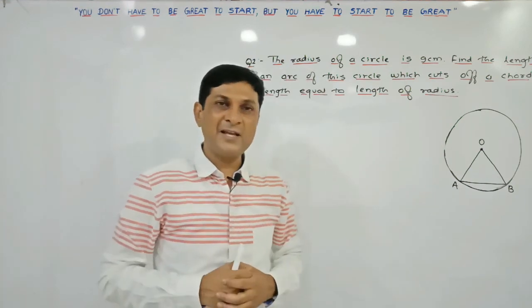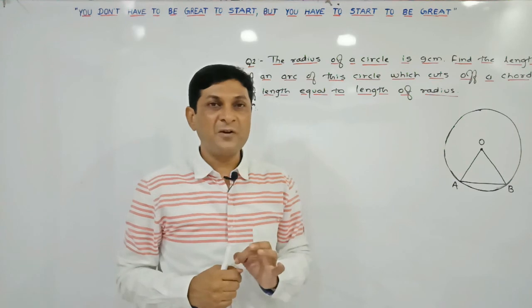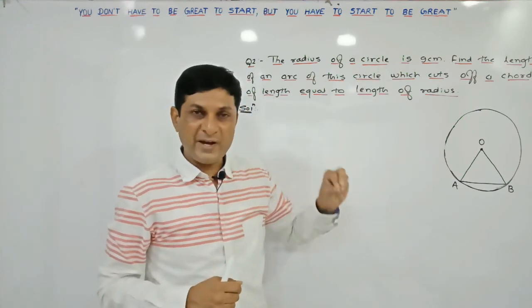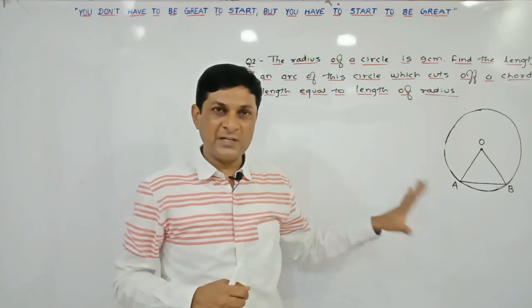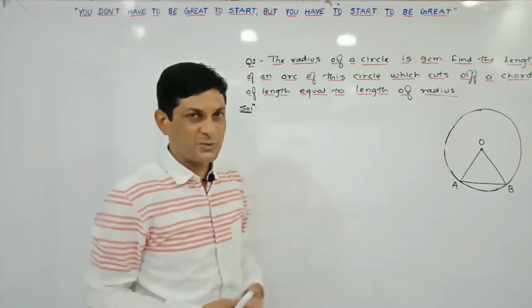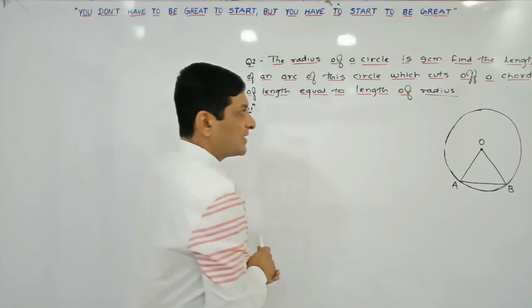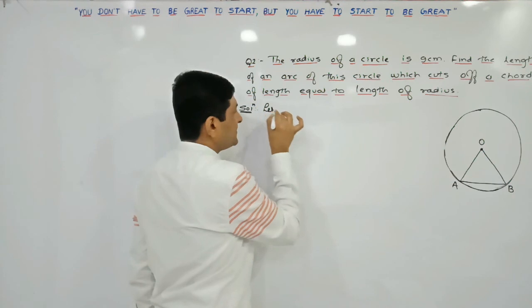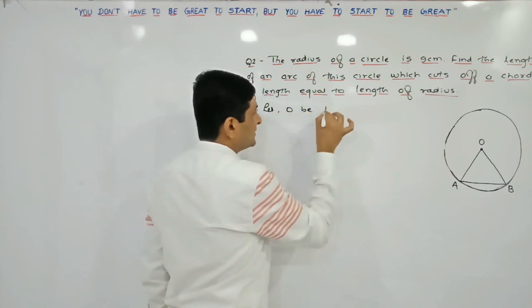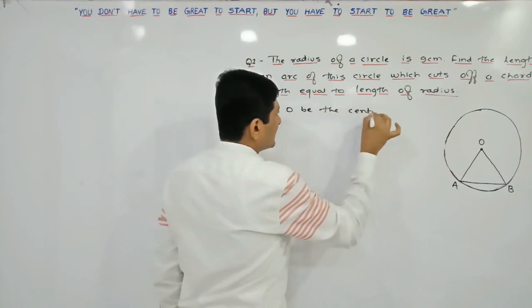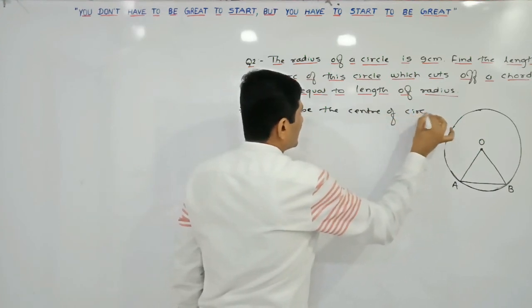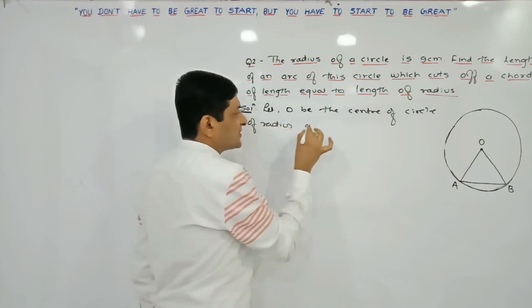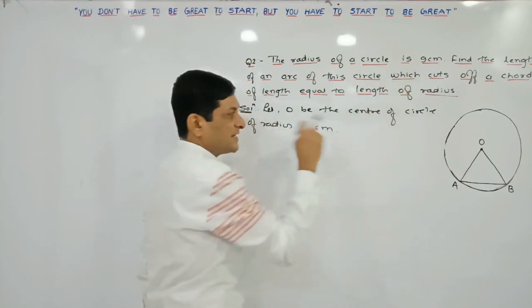Once the value of theta is known to us, what is the formula to find out length of arc? S is equal to r theta. R is already given. We are trying to find out first the value of theta using the given condition, and lastly, once theta is known to us, we are easily able to find out our required length of arc. So what is our supposition here? Let O be the center of the circle of radius 9 centimeter. It is given to us that radius is equal to 9 centimeter.